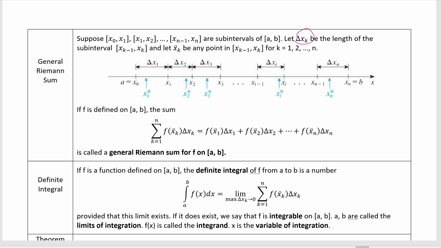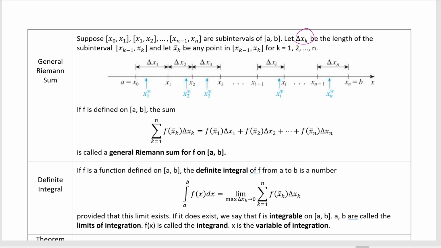Then what is the sum? The Riemann sum is f of x sub 1 bar times the width of the first rectangle, change of x1. And then the second rectangle, the area is the height f of x2 bar times the width change of x2, plus and so on. The last rectangle has width change of xn and height f of xn bar. This is called a general Riemann sum for f on the interval a b.